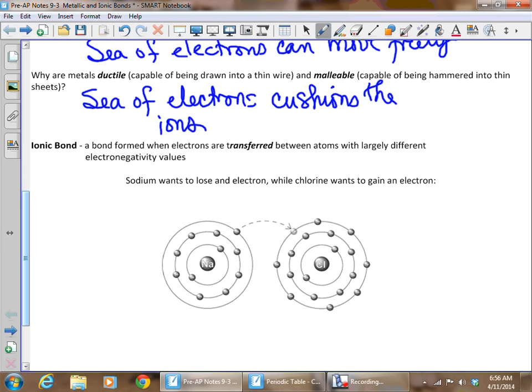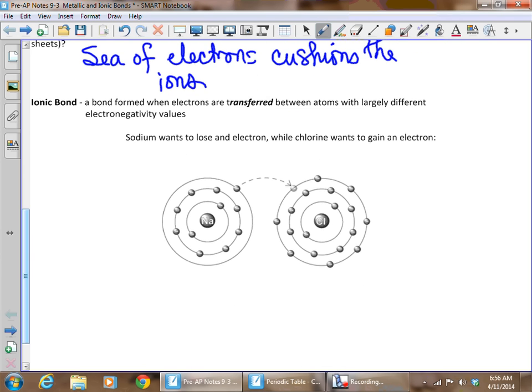So what about ionic bonding? Ionic bonding occurs when electrons are transferred between atoms that have really different electronegativity values, between something that really wants to gain electrons and something that wants to lose electrons. Take sodium and chlorine, for example. Look at the sodium atom. The sodium atom has one electron in its outside energy level. Therefore, if you remember our previous discussion, sodium would dearly like to lose an electron.